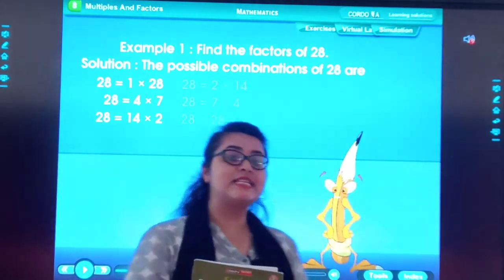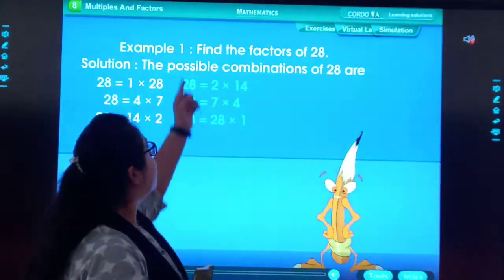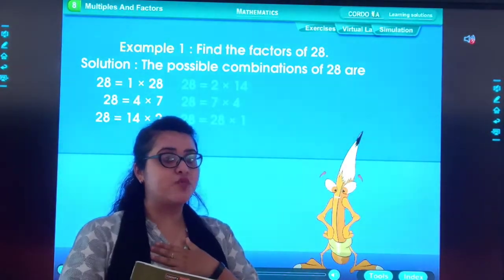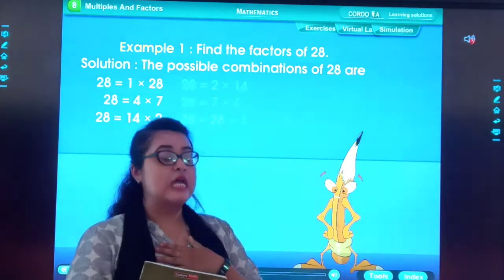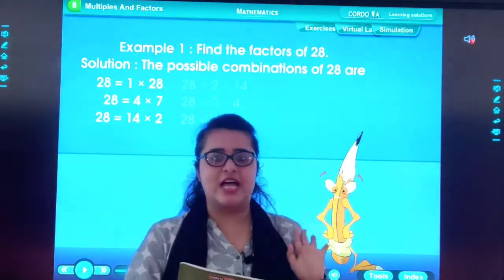Now the second example will say that how we will solve the sum. Find the factors of 28. Now in this we are supposed to find the factors of 28. हमें ये देखना है कि 28 किस टेबल में जाता है. Okay?